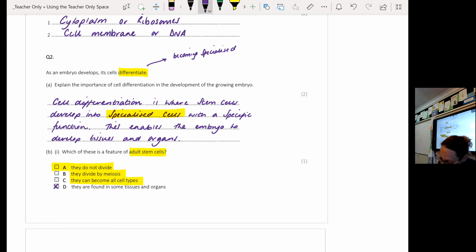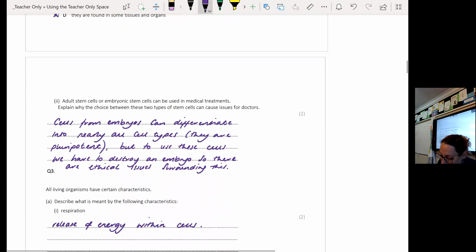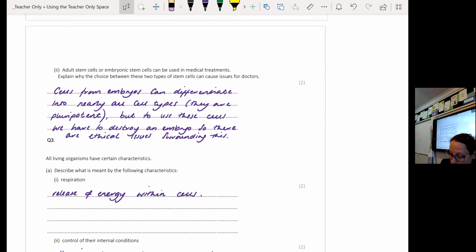All right. Now, the next question that you have, some of you got 2 marks on this because we did a debate on this, remember? The next question says adult stem cells or embryonic stem cells can be used in medical treatments. Explain why the choice between these 2 types of stem cells can cause issues for doctors. Here what you need to say is which one will probably be better for use in medical research, and that's embryonic stem cells, and you have to tell me why.